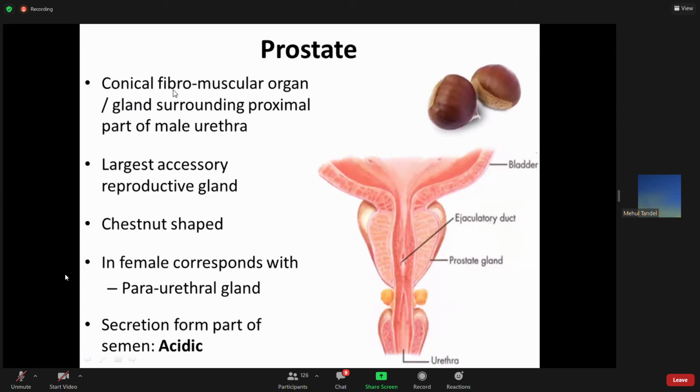It is a conical fibromuscular organ or gland surrounding the proximal part of the male urethra. You know this, the proximal part of the male urethra, that is the prostatic urethra. It is the largest accessory gland of the male reproductive system. It is chestnut in appearance. It is homologous with the para-urethral gland of the female. It produces mostly the acidic secretion of semen, the acidic part of semen.